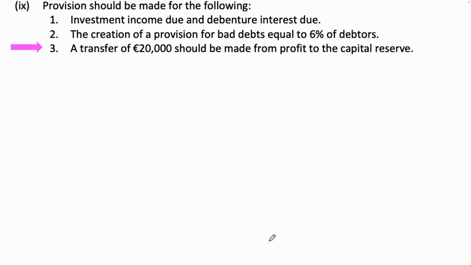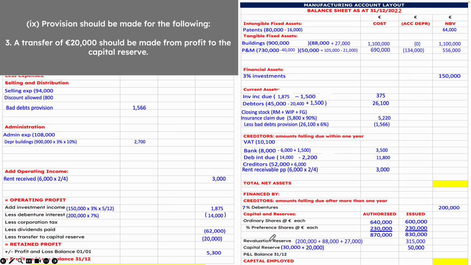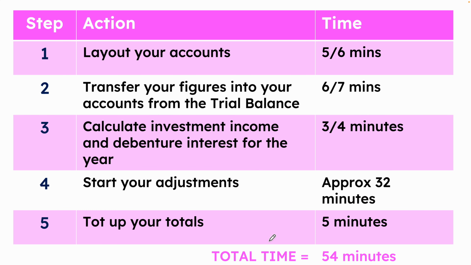Lastly then, number 3, a transfer of €20,000 should be made from the profit to the capital reserve. So that will have no impact on the manufacturing account. But at the bottom of the P&L, we have less transfer to capital reserve, 20,000, and then in the balance sheet, capital reserve, add 20. So that gives us 50,000 altogether. So that is absolutely everything done.